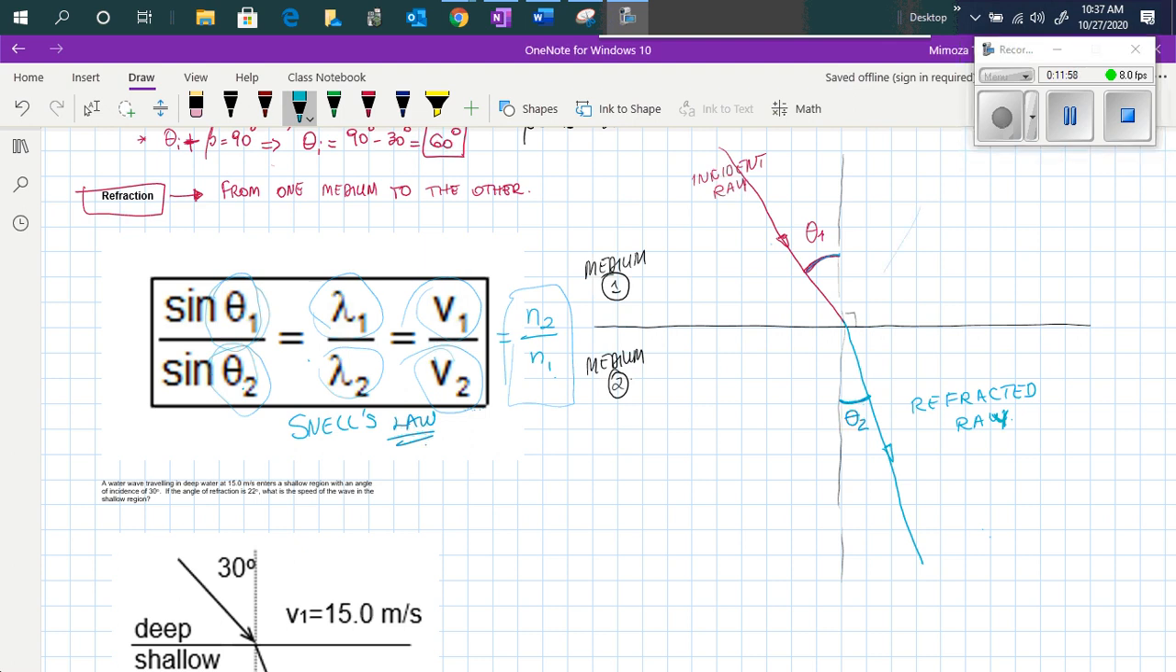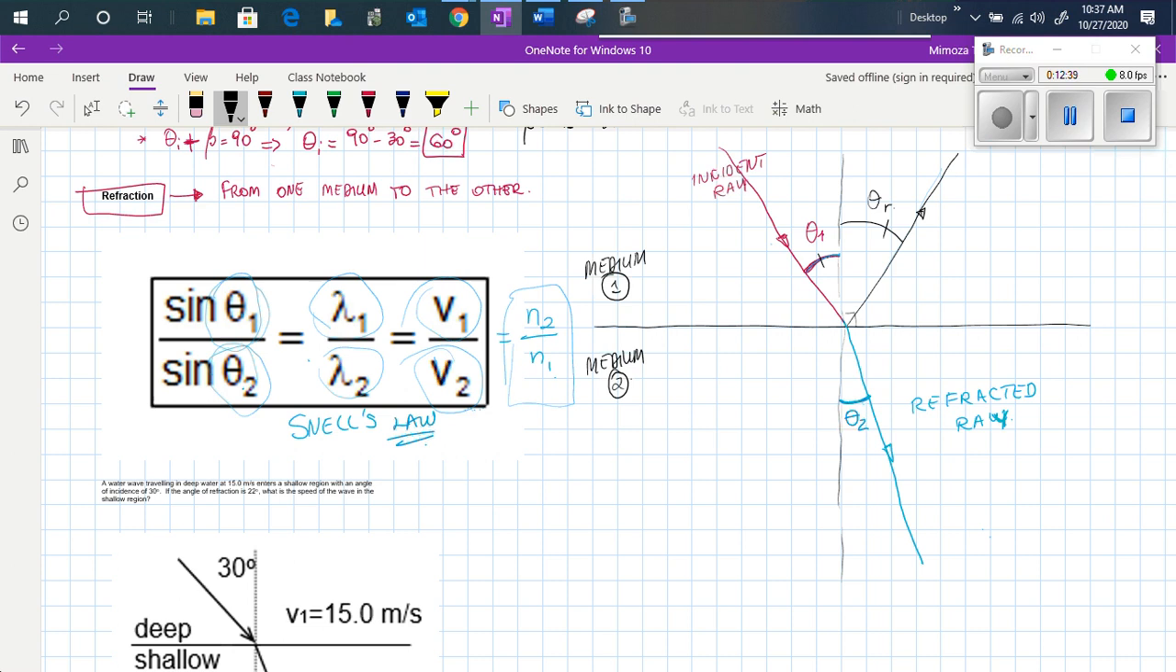Now, you may say, Miss, what is happening? Is it reflected again? Yes, it is. This wave is reflected as well. And then we have here the angle of reflection, which follows the law of reflection, saying that those two angles are equal to each other. But angle theta 1 and angle theta 2 will follow Snell's law: sine theta 1 over sine theta 2 is equal to wavelength 1 over wavelength 2, or speed 1 over speed 2.